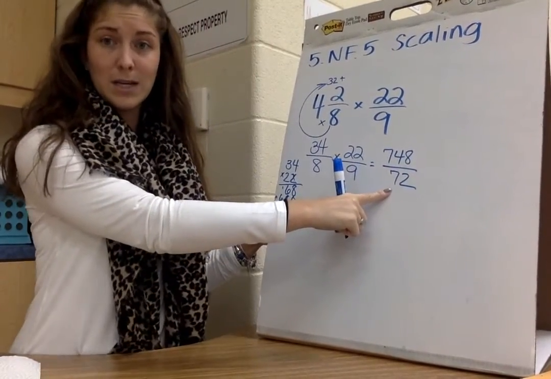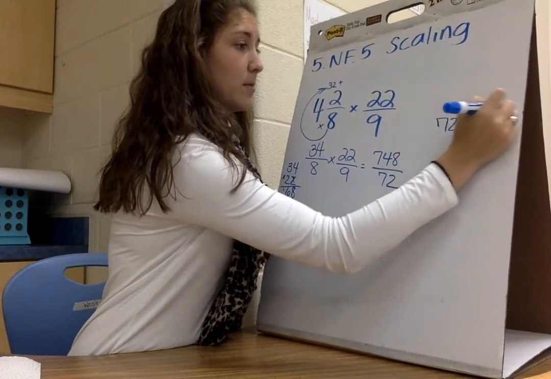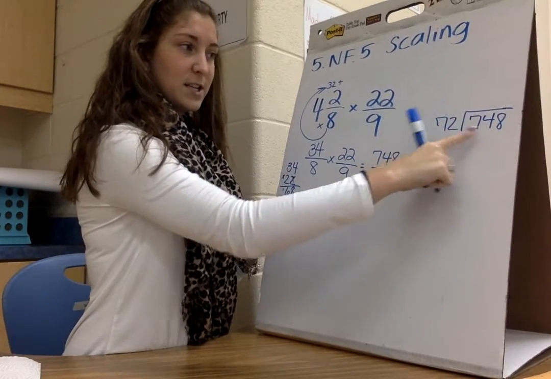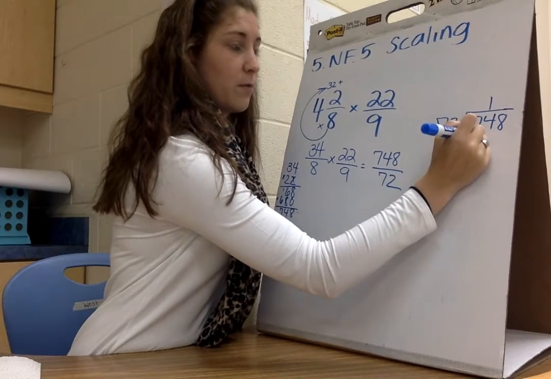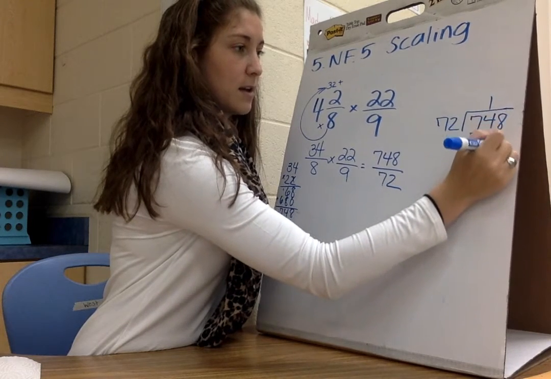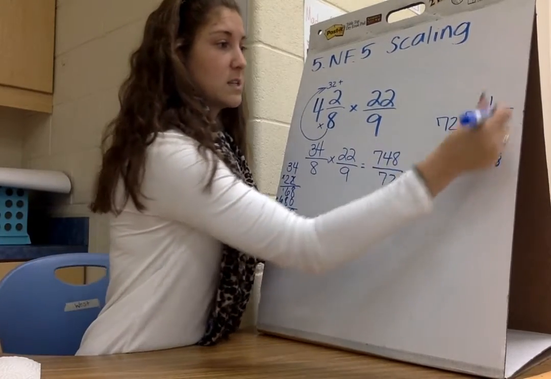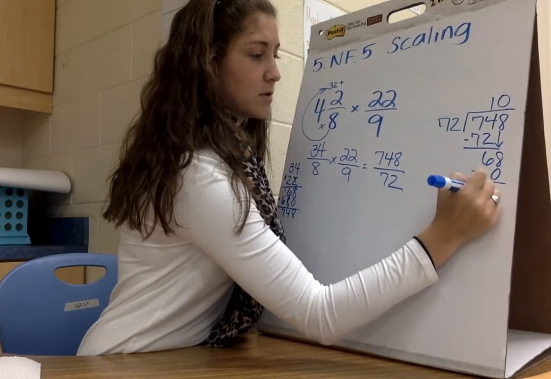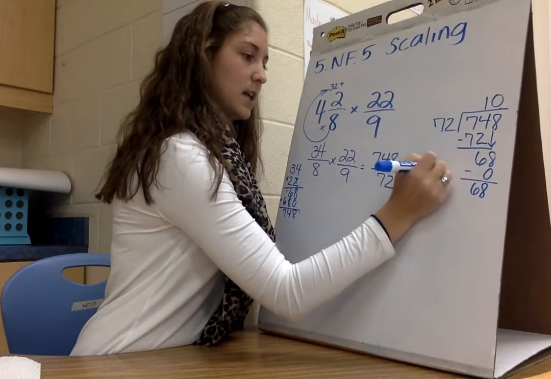Well, now I have a really big improper fraction, so I'm going to have to divide that out. So if I make my division problem over here, well, 72 can go into 74 one time. So 72 times 1 is 72. When I subtract, I'm left with 68. Well, 72 can't go into 68, so that would have to go in 0 times, and then you're left with 0, and you subtract and have 68. So this actually equals 10 and 68/72.